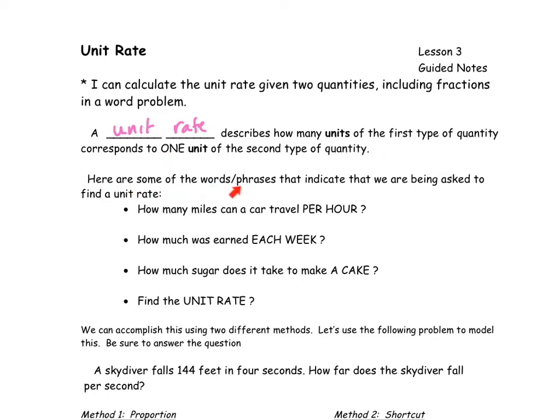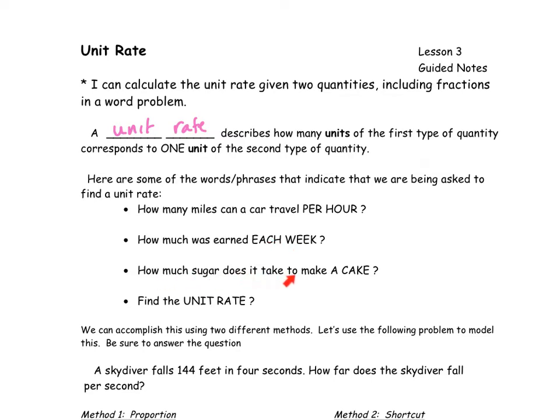So here's some of the words and phrases that we're going to look for that are going to indicate what's being asked to find for the unit rate. For instance, how many miles can a car travel per hour? When you see per something, it's talking about for one of whatever this is. In this case, it's an hour. How much was earned each week? So when we see the word each, it's referring to 1 week.